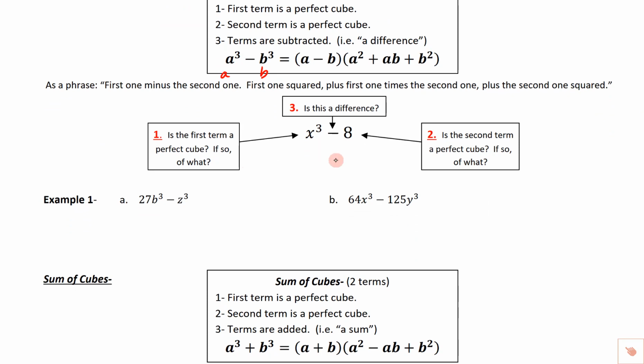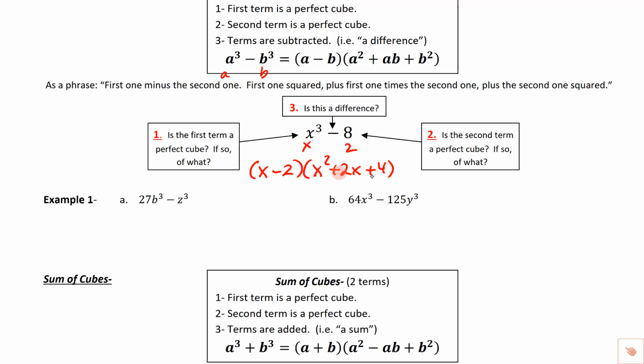So let's take a look at this one right here. Here's our first one. So the first thing is, is the first one a perfect cube? If so, of what? So this is x cubed, so that's a perfect cube of x. Is the second one a perfect cube? Yeah, it is. Perfect cube of 2. And is it a difference? It is. So when we write down the factors, it's going to be the first one, which is x, minus the second one, which is 2. And then it's going to be the first one squared, so I'm going to write down x squared. Then just the two of them multiplied together, so this is 2 times x. And then the last one is the second one squared, so this is going to be 4.